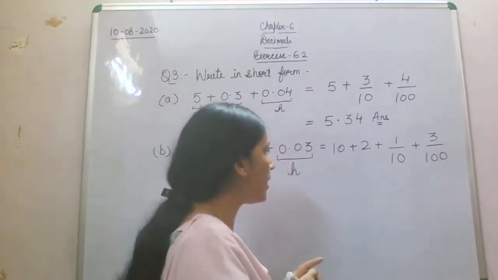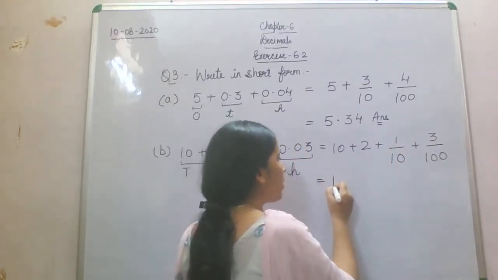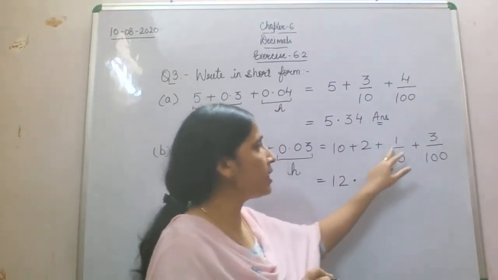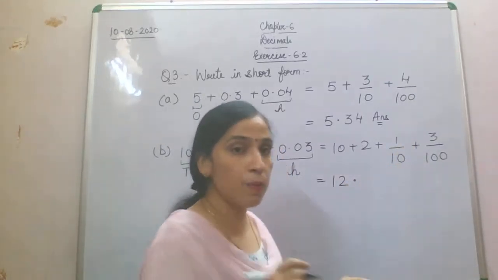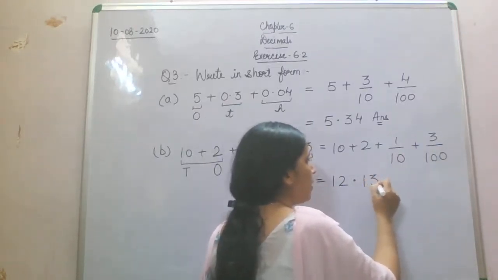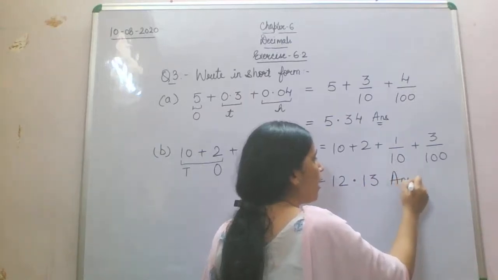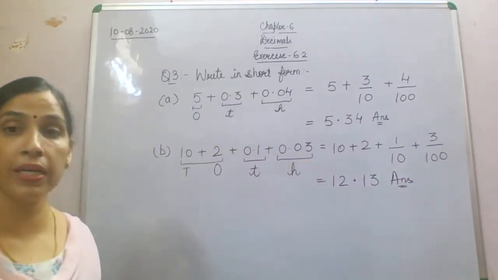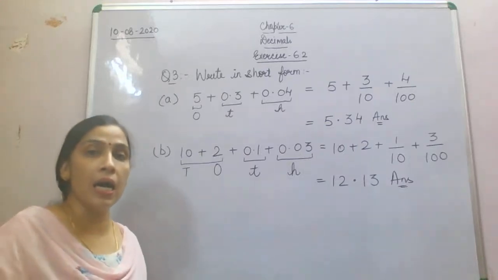So here we will write 10 plus 2, what will it become? 12. Then we will put a decimal point. After the decimal point, 1 will be our first place, 1, and then this will be 3. So 12.13 will be your answer.